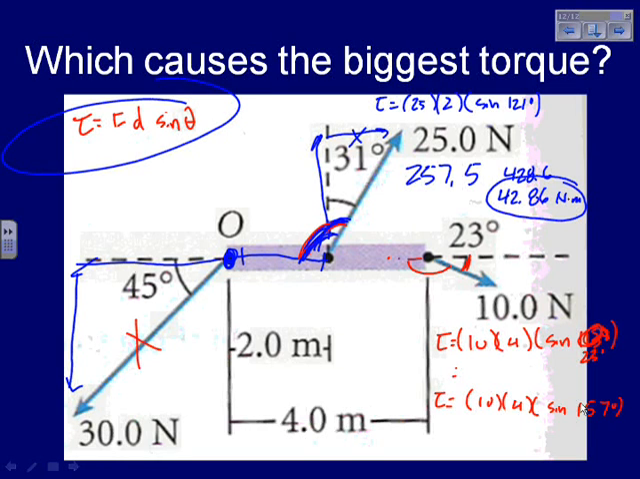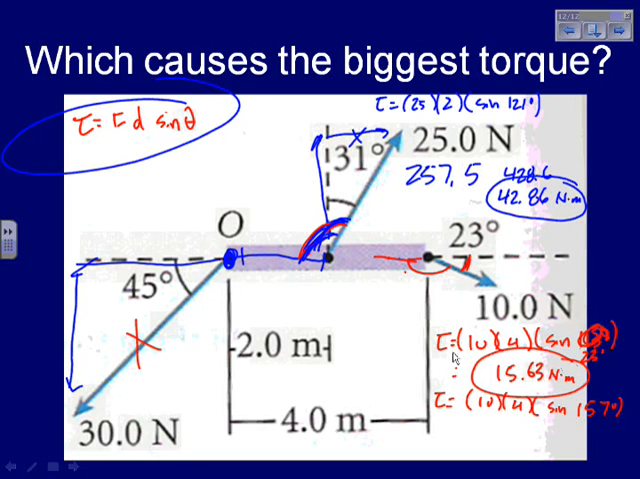You could also do it that way, where you could get the sine of 157, because that's actually the angle between here and the end, okay? And you can multiply this all out, what do you get? It seems like it's right. Okay.